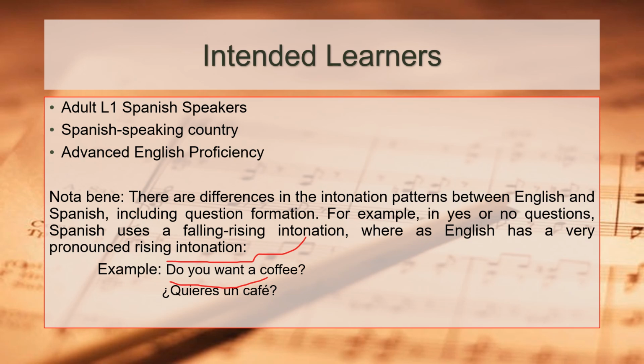For example, in yes or no questions, Spanish uses a falling-rising intonation, whereas English has a very pronounced rising intonation. The distinction is not that different, but you can hear it. So in this example, in English, you would say, "Do you want a coffee?" And there's a real strong rising intonation there. Whereas in Spanish, it would drop a bit and then rise at the end, where you would say, "¿Quieres un café?" So, do you want a coffee? ¿Quieres un café? Not that different, but there is a distinction.